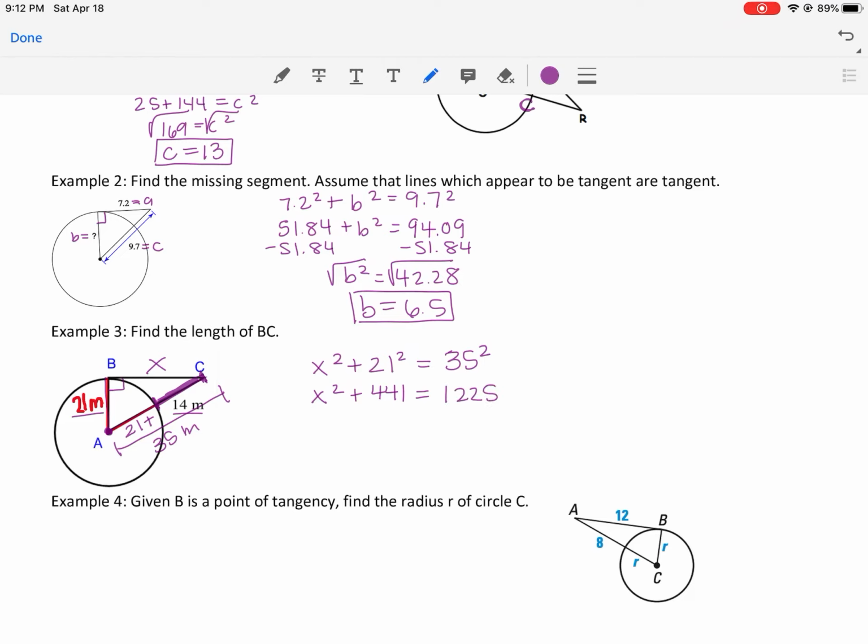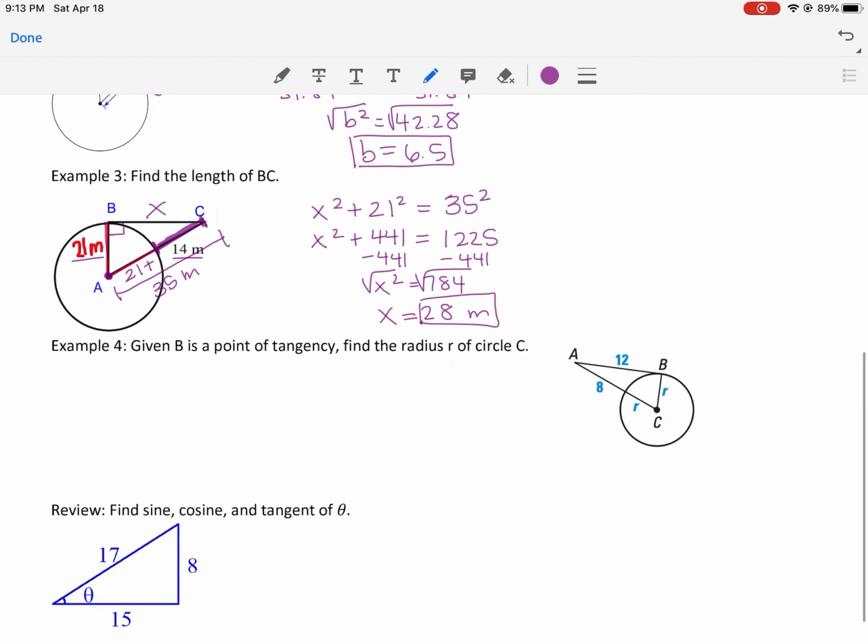1,225. Subtract your 441 from both sides, and we end up with x squared equals 798. Sorry, 784. I totally said the wrong number there. When you take the square root of both sides and you check in your calculator, you get the length of x to be 28. In this case, since I was talking about meters, this would be meters as well.